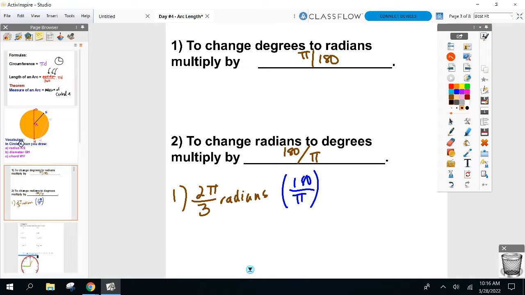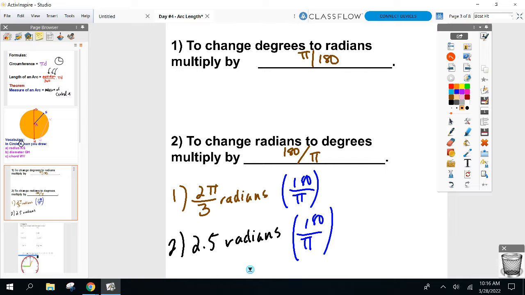Sometimes, though, if I give you 2.5 radians, multiply it by 180 over pi, will the pi's cancel out here? No. Best thing you guys can do, just put it all in your calculator. 2 pi over 3 times 180 over pi, and the calculator will cross them off if they need to. So just put it all in your calculator.